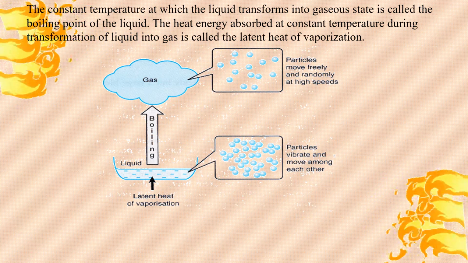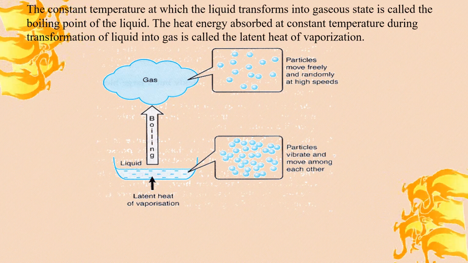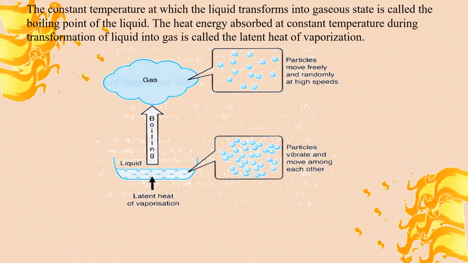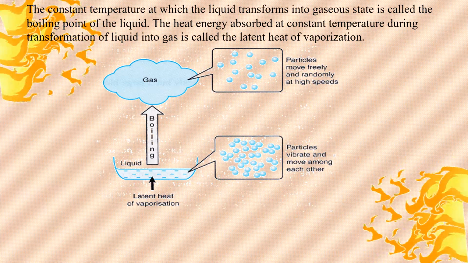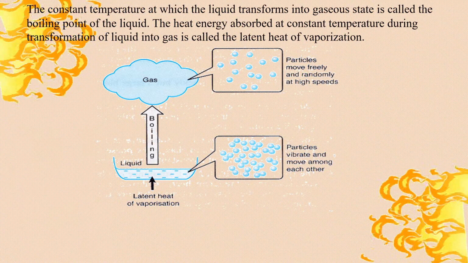ठीक है, जो temperature पे कोई भी substance liquid से gas में convert हो रहा है तो उसे हम लोग कहते हैं boiling point of the substance और the liquid. The heat energy absorbed at constant temperature during transformation of liquid into gas is called the latent heat of vaporization. So here you have water, that is liquid in state. When it boils, it gets converted into gaseous state.